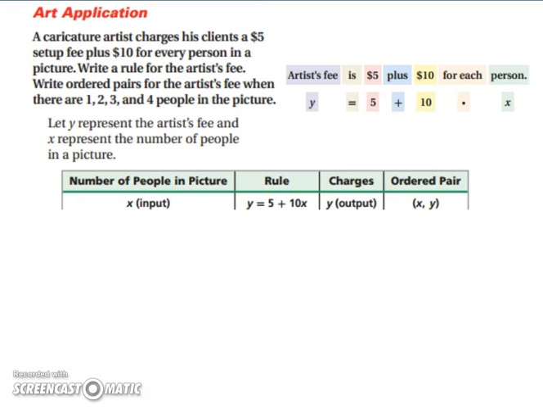Alright, so for this, we're going to let Y represent the fee that the artist has, and X represent the number of people that are going to be in that picture. So your equation would be Y = 5 plus 10 for each person. Our X inputs would be 1, 2, 3, and 4 people.